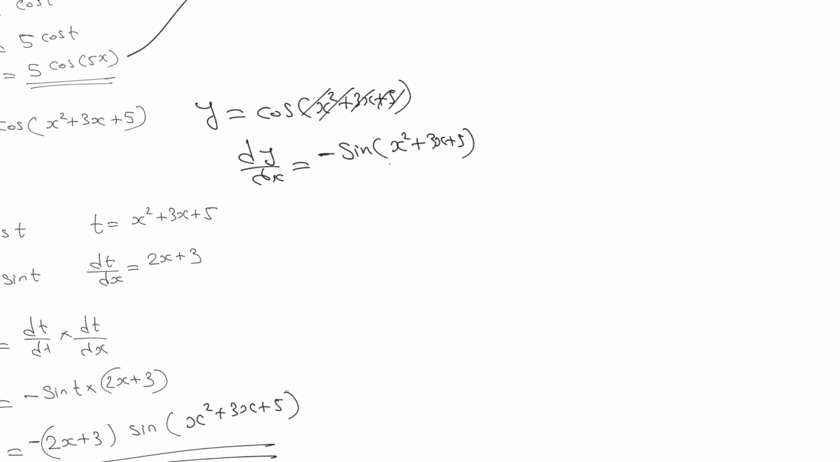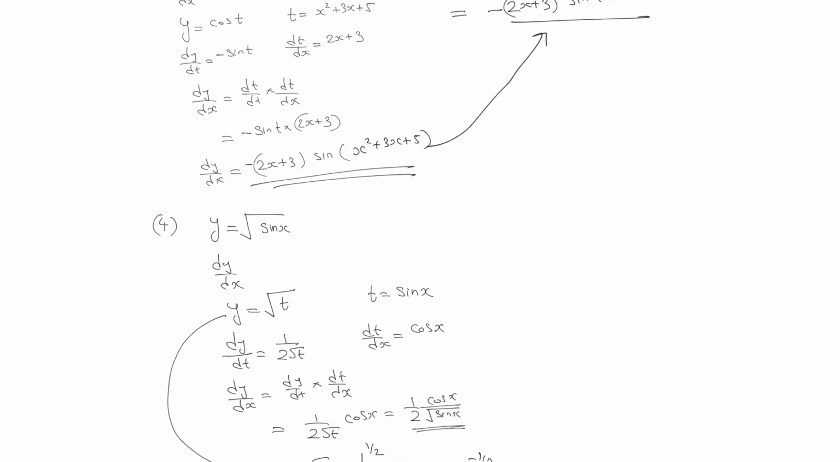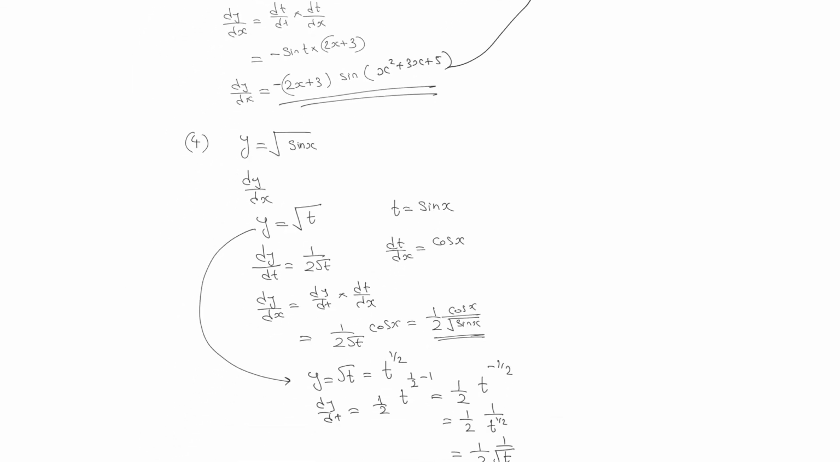On the next step, just differentiate this function and multiply it over here. So differentiation of x square is 2x, differentiation of 3x is 3, and differentiation of 5 is 0. So we'll get the final answer will be equal to minus of (2x plus 3) into sine of (x square plus 3x plus 5). So you can observe that it will be similar to the answer we got earlier. Same thing we can continue over here.